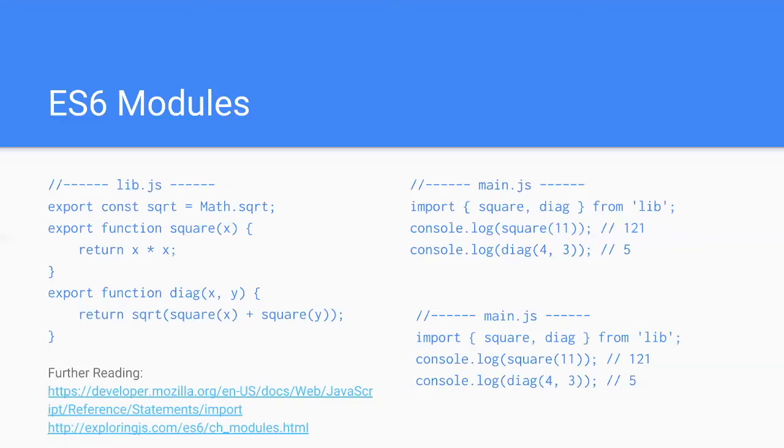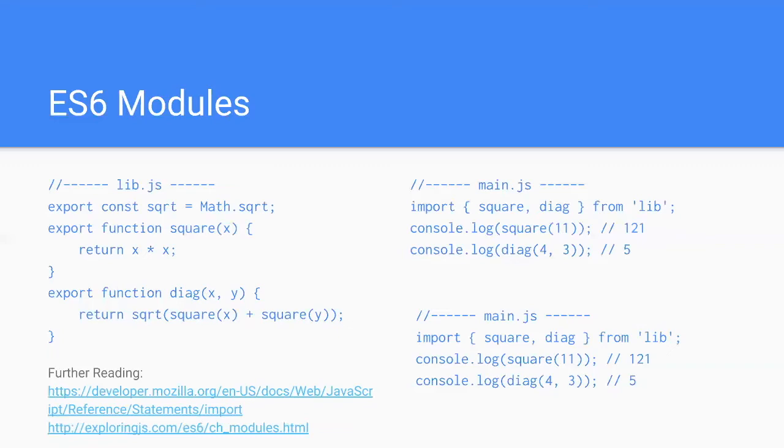First we've got our import statement here in our main.js. We can tell it what methods we want to import. By saying square and diag, we're importing those two functions, and we can do that because they're exported over here. And then from lib. Typically inside your from, it's just whatever that file name is. So in our case, lib.js, we would say from lib.